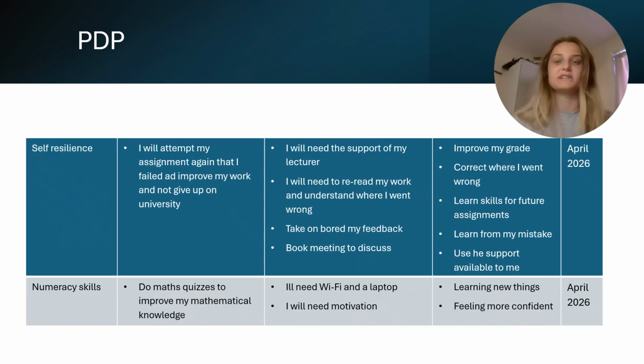The last two skills I chose to improve were self-resilience and numeracy skills. The outcomes I wanted from these skills, such as improving my grade and feeling more confident, will all help me in my future career plans after I finish university.